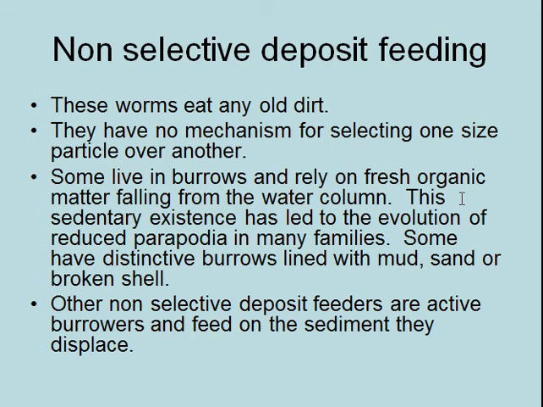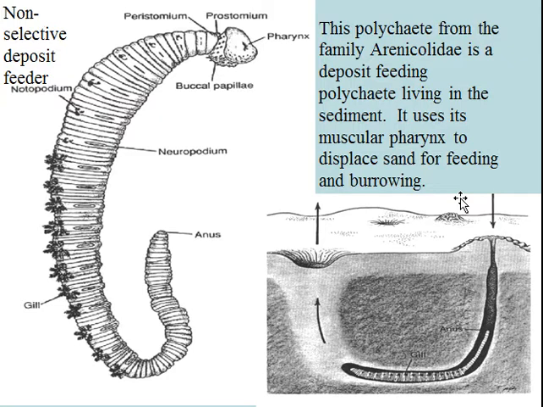And some live in burrows and rely on fresh organic matter falling into those burrows, like these holes that they build. And if they're not digging their way through the sediment, they may have very reduced parapodia and setae. And sometimes they even build their own little tubes that they live in, and these are the tube worms that you'll see.